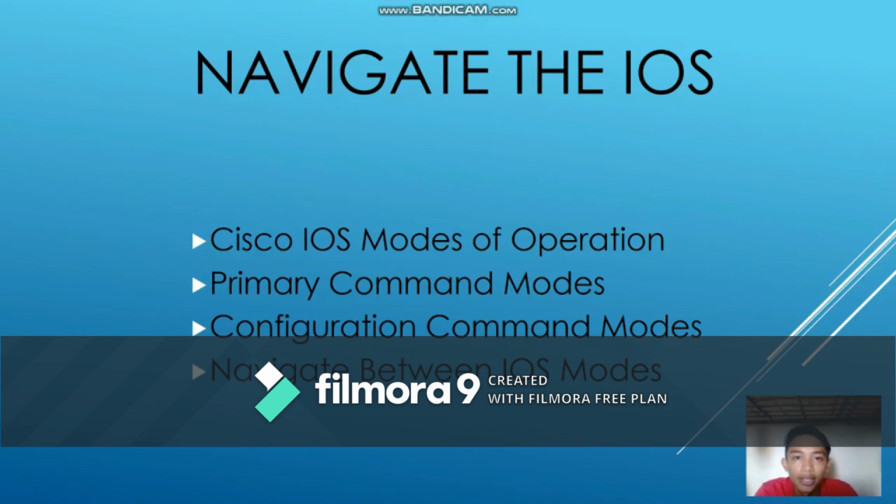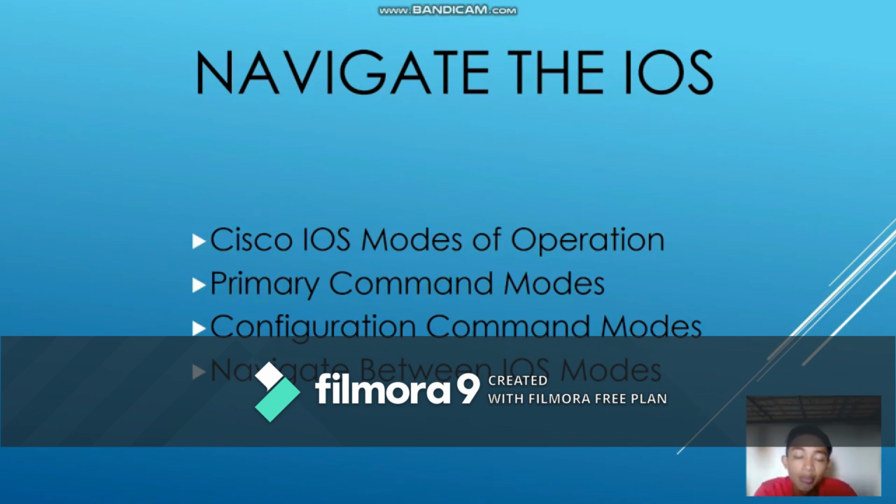So to navigate the IOS, we look at the Cisco IOS modes of operation. To initially configure a Cisco device, a console connection must be established. Once connected, a network technician will have to navigate through various command modes in the IOS CLI. The Cisco IOS modes are hierarchically structured and are quite similar for both switches and routers.